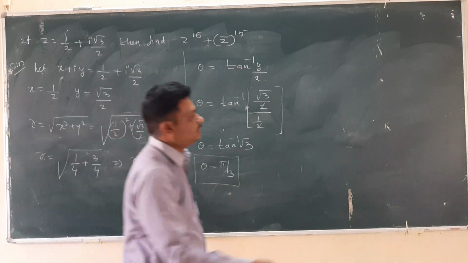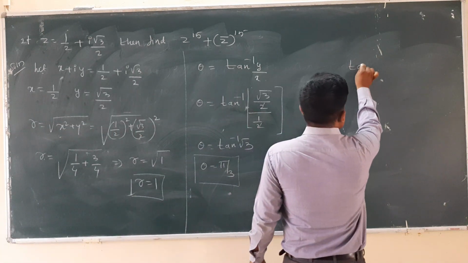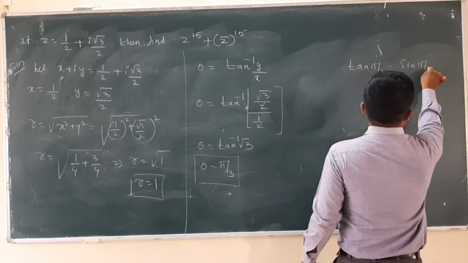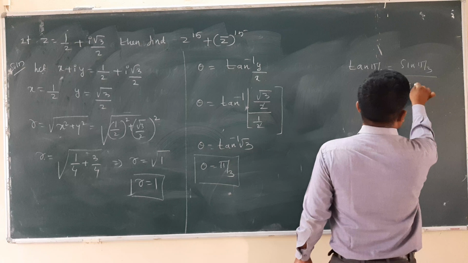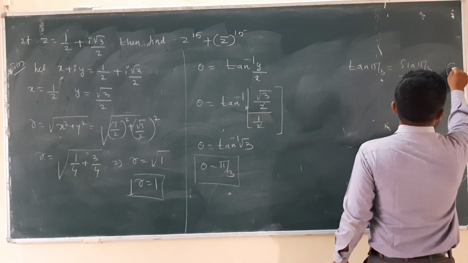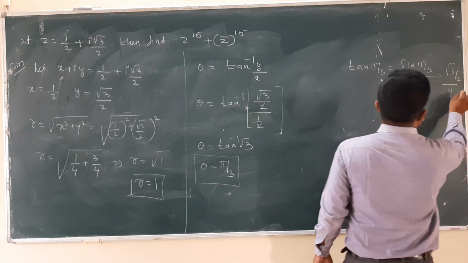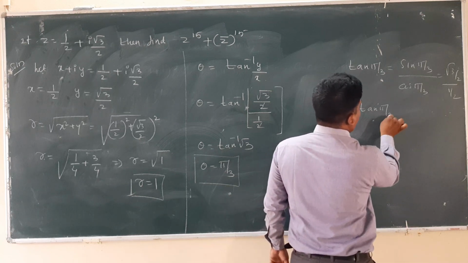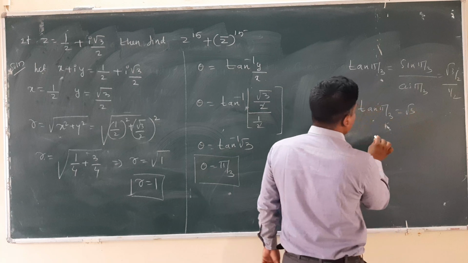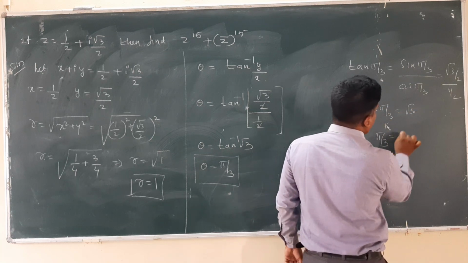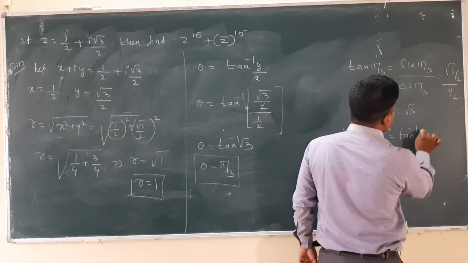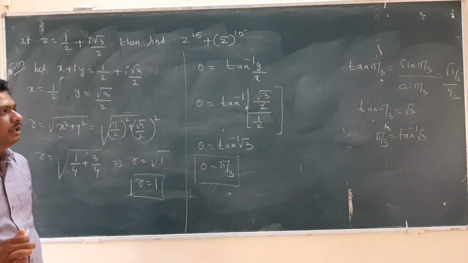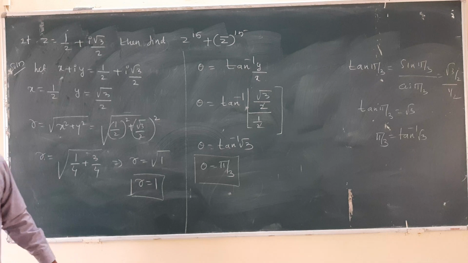Tan inverse of root 3 is pi by 3, because we will check: tan pi by 3 is sin pi by 3 upon cos pi by 3. So this is root 3 upon 2, this is 1 upon 2. So tan pi by 3 is root 3. Therefore pi by 3 is equal to tan inverse root 3. In that way you have to remember the values.